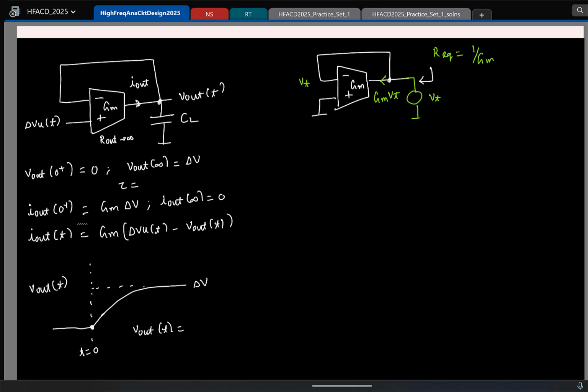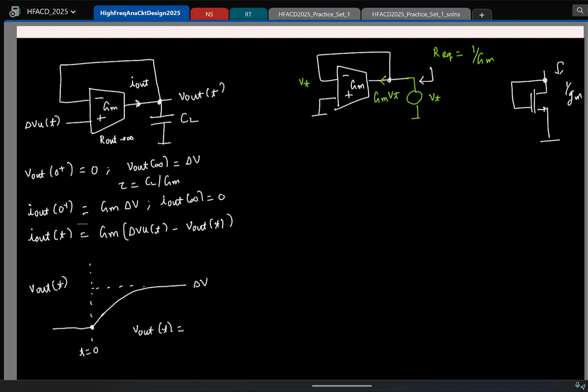So the time constant is the capacitance times the resistance, which is CL by GM. Let me write it here again. Again, this shouldn't be surprising, right? If we have, let us say, an NMOS transistor and I connect its gate and drain, what is the effective resistance here? 1 by GM, right? It's the same thing, isn't it?